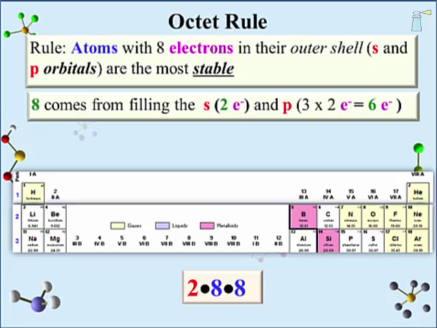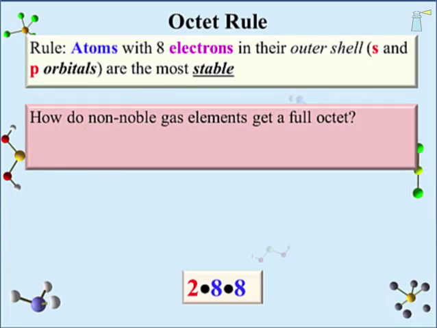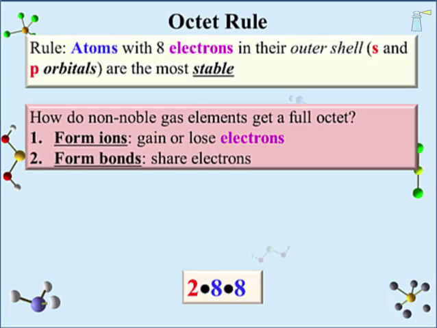That does bring up a point, however. The only elements that have a full octet or duet are the noble gases. What about the other elements? How do non-noble gas elements get a full octet? There are 2 ways. 1, they form ions. That is, they gain or lose electrons. Or 2, they form bonds. They share electrons. How does sharing electrons get an element a full octet?